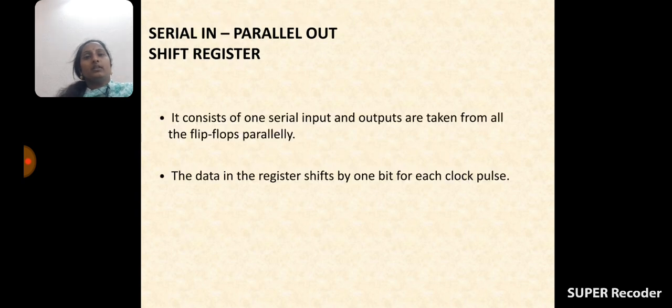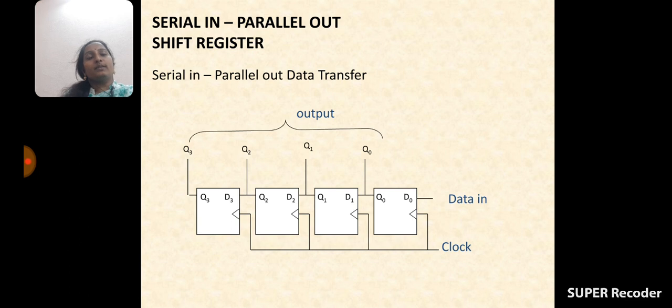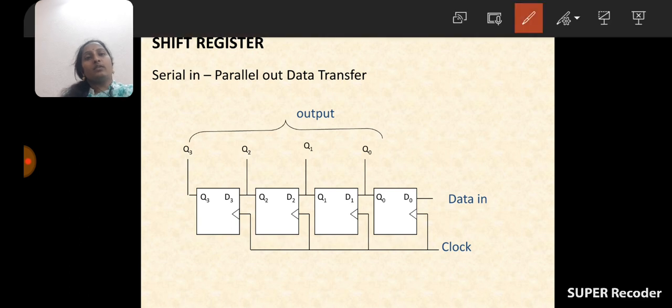And see, the serial in parallel out shift register consists of one serial input, and outputs are taken from all the flip-flops parallelly. The data in the register shifts by 1 bit for each clock pulse. How is the data transferred here? For the application of one clock pulse, only 1 bit is moved. For example, here I would like to shift the data bits. See here, Q0, Q1, Q2, Q3.